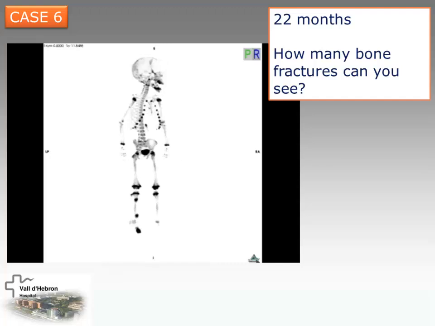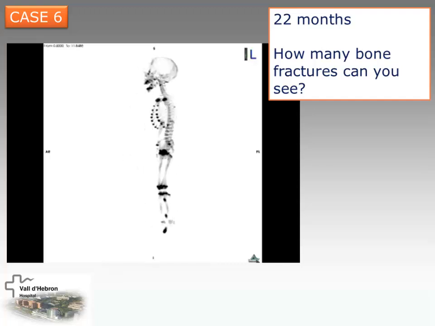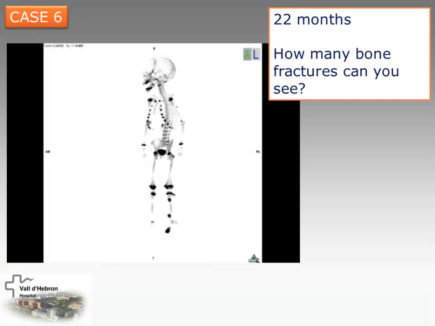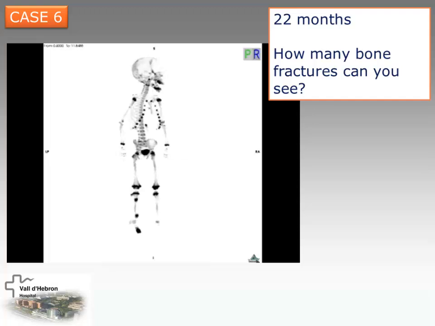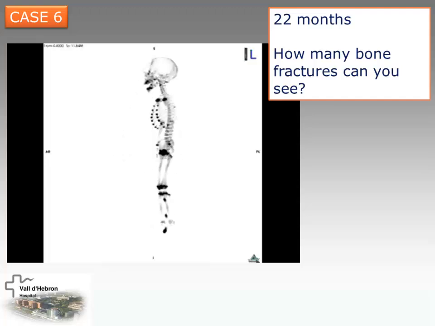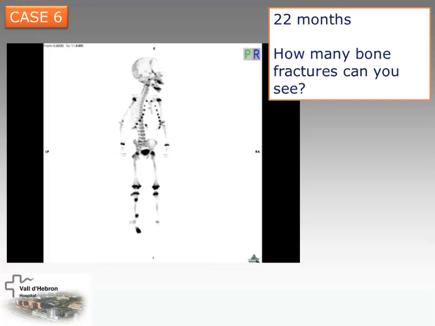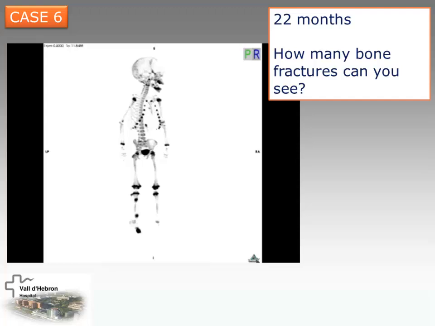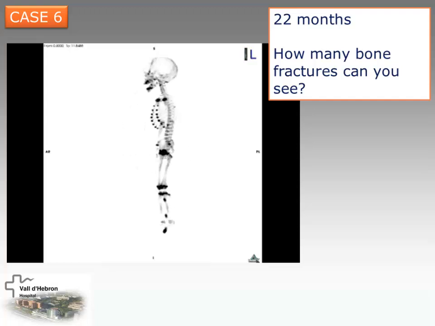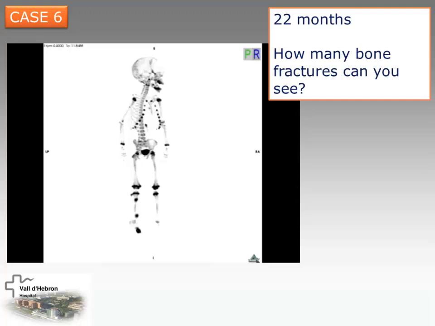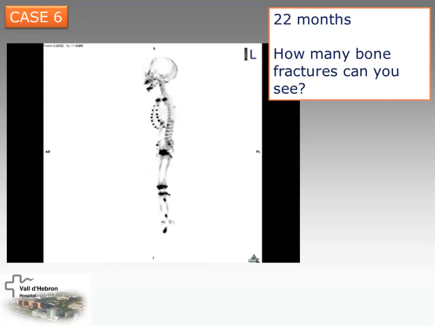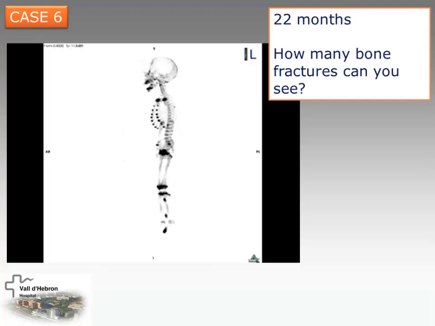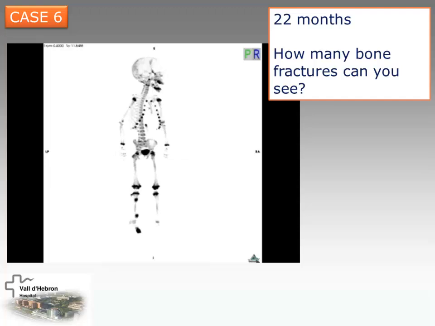Okay, and in this case, this is a 22-month-old baby, a battered child. How many fractures can you see here? What about the skull? Yes. All the coronal suture seems to be abnormal. And with that, we have to be very careful because very often it can be a lesion of the suture, but without alterations on the CT.